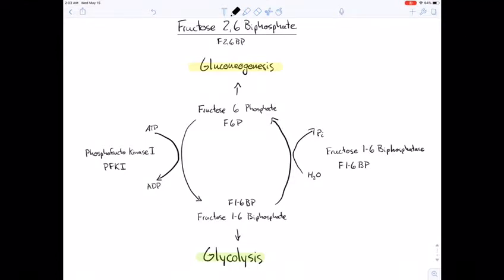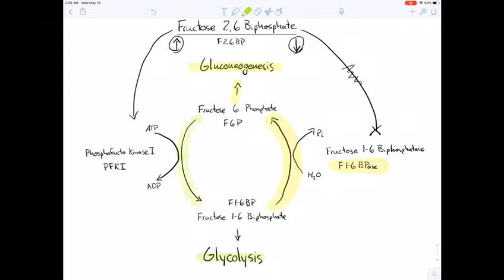First, let's talk about F26BP. F26BP acts as an inhibitor of fructose 1,6-biphosphatase. So, when F26BP is low, fructose 1,6-biphosphatase becomes more active. This leads to more F16BP being converted into F6P, guiding the reaction towards gluconeogenesis. However, when there is a higher amount of F26BP present, this reaction is inhibited, and the reactions for glycolysis are stimulated.